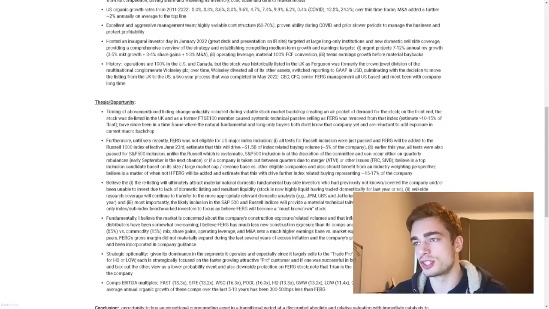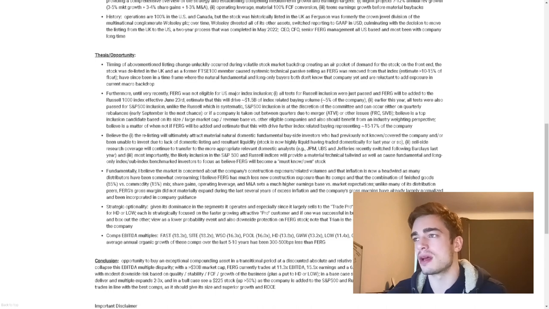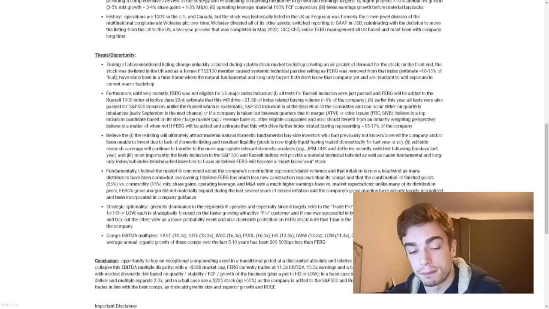History. Operations are 100% in the US and Canada, but the stock has historically listed in the UK as Ferguson was formerly the crown jewel division of the multinational conglomerate Wolseley PLC. Over time, Wolseley divested all of its other assets, switched reporting to GAAP in US dollars, culminating with a decision to move the listing from the UK to the US, a two-year process that was completed in May 22. CEO, CFO, and senior FERG management are all US-based and most have been with the company a long time.